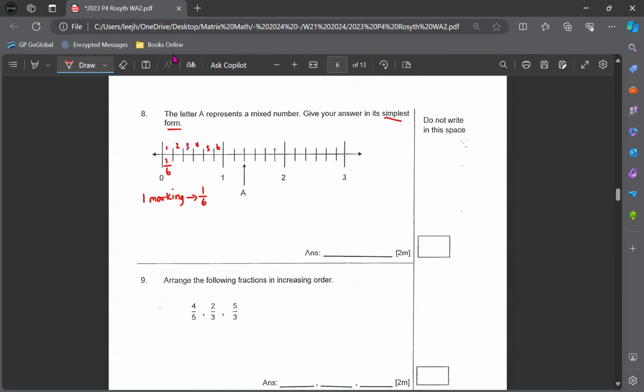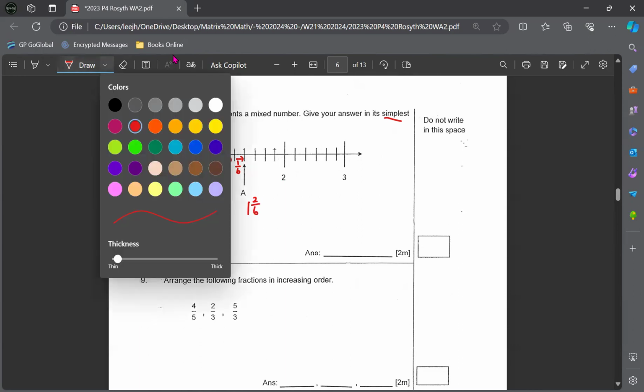So that means it's one whole and another fraction. So here is 1/6. Another one will be another 1/6. So 1/6 plus 1/6, 2/6. But don't forget it's after one whole. So it's actually one whole, 2/6. But please give your answer in simplest form.